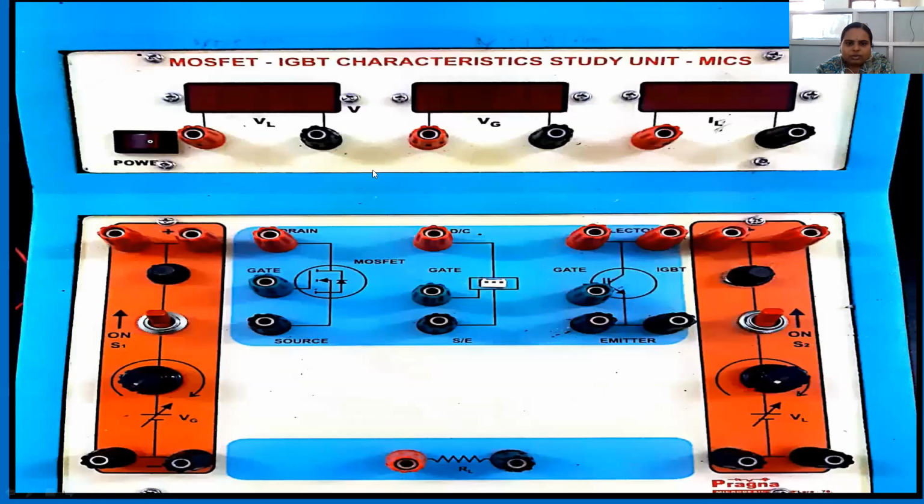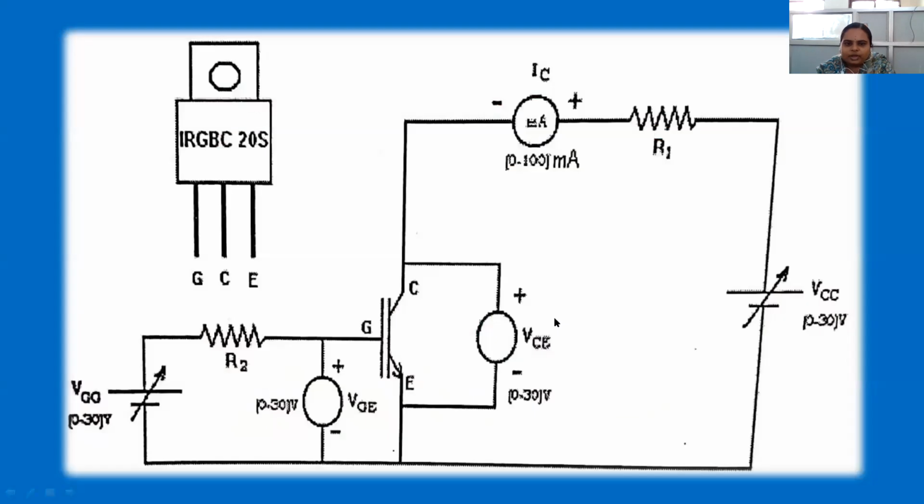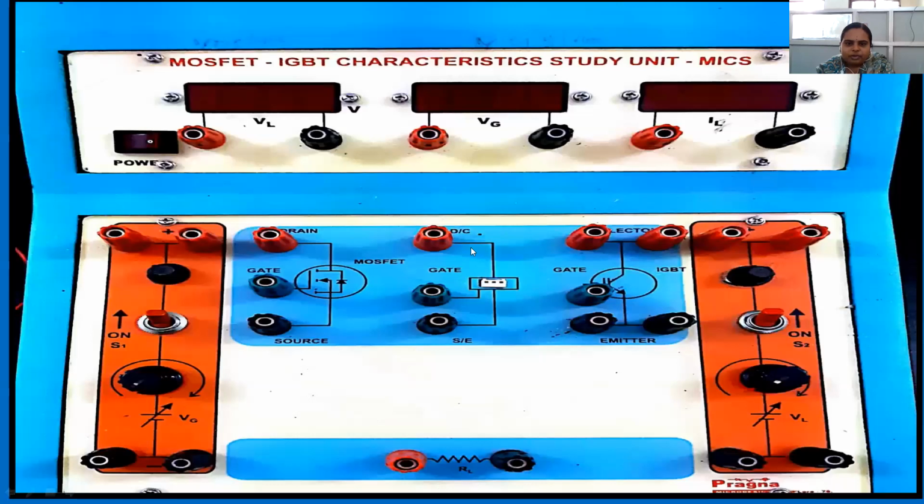In the same way, we are going to make the connections using this kit. Here are the IGBT connections, and here is the supply. In this kit we are not going to use this R2 part. From the supply it is given to the gate, and from the positive terminal of the voltmeter it is connected to the gate. Then the parallel connection of the collector to emitter is done. Then from the collector, the negative of the ammeter, and the positive of the ammeter to the resistance, then the resistance to the power supply. We go with one more connection from the main supply, RPS1, to the gate.